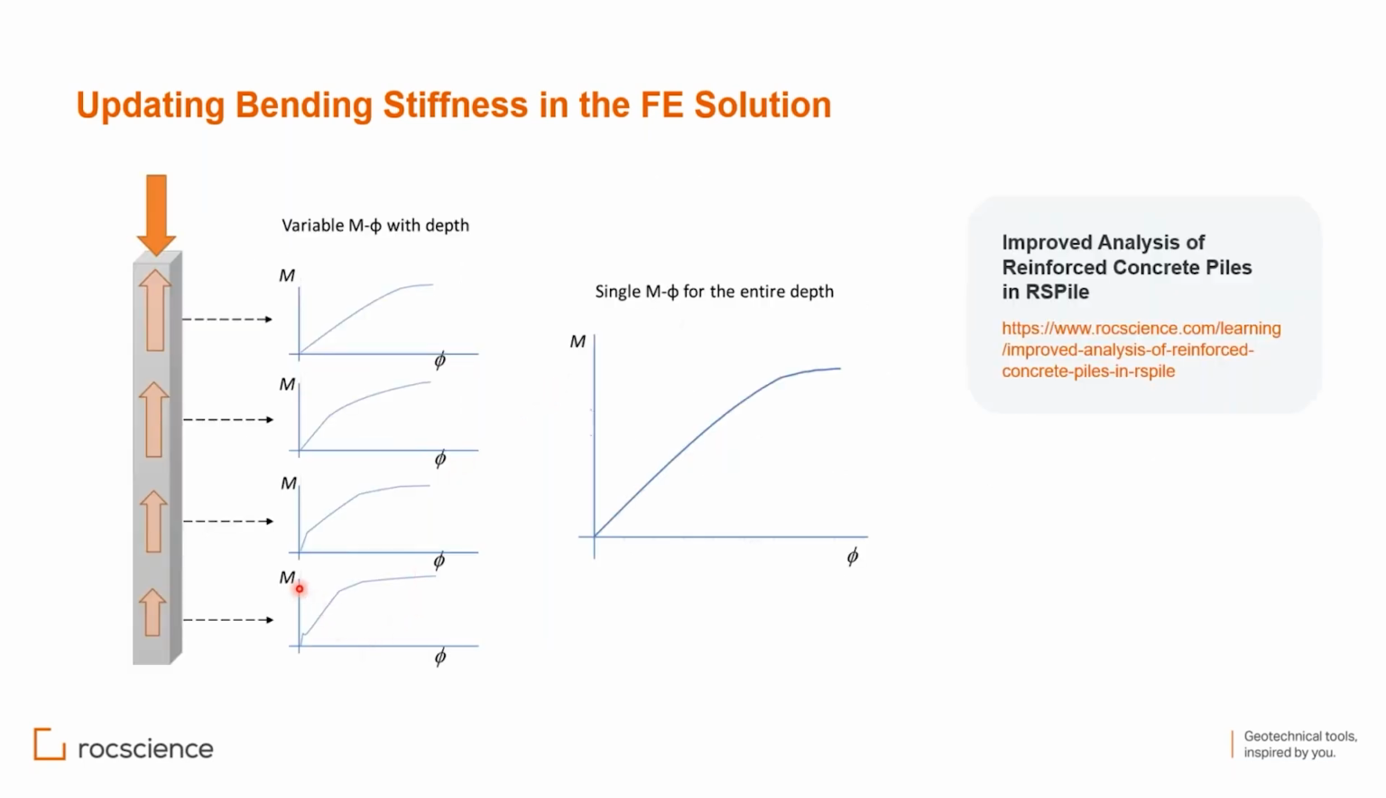So this is how the M-phi curves look with depth. They are no longer the same M-phi curves, while most of the programs and most of the people who analyze piles use a single M-phi curve for analysis. You can read about this in our article on our website. The article name is Improved Analysis of Reinforced Concrete Piles in RSPile, and that's the link for it. You can find it easily by typing the name.